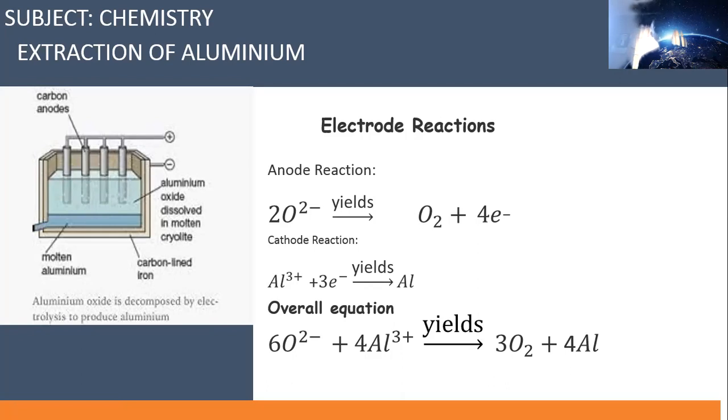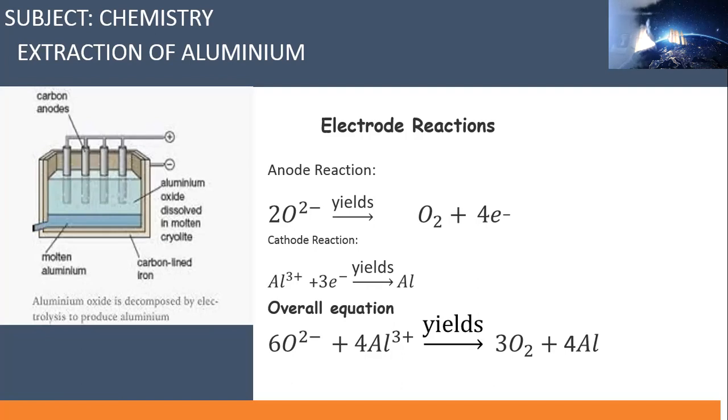So the anode has to be what? To be replaced regularly. So new anode will be added regularly to ensure that the efficiency of the reaction is enhanced. That is the consequence of the oxygen produced at the anode. Now we go to the cathode.